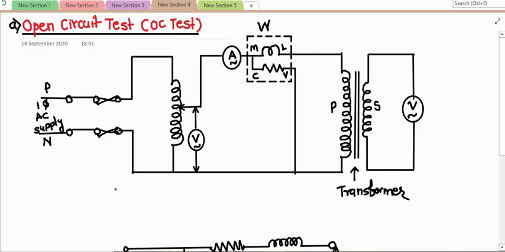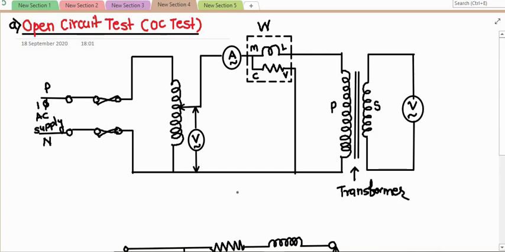Because the internal resistance of the voltmeter is very high. In actual practice, students, the low voltage side is preferred for giving the supply from the safety and convenience point of view. Also, sometimes high voltage supply may not be available for testing purposes. So it is preferred to give a suitable AC supply to the low voltage side of the transformer.